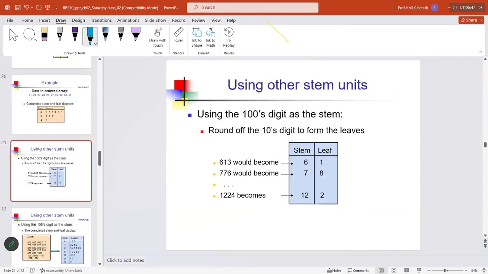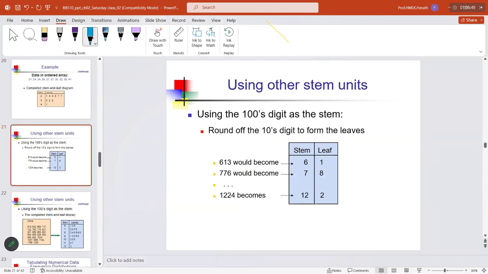So let's see how we could use another system of units. Say we now have hundreds digits, right? Then we will round off the tens digit from the leaves.